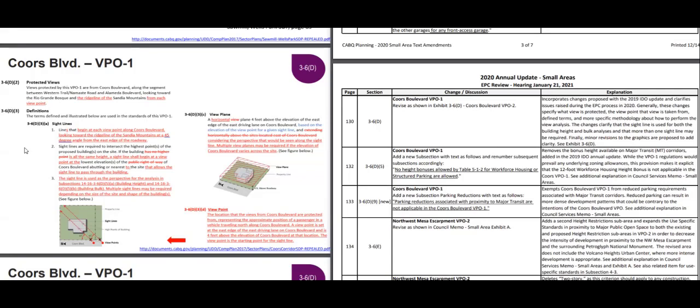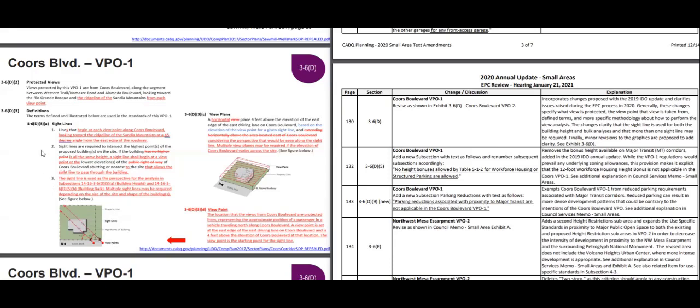This next section shows the definitions that are used in the regulations to ensure compliance with the VPO. The first term is sightlines, and that would read, lines that begin at each viewpoint along Coors Boulevard, looking towards the ridgeline of the Sandia Mountains at a 45-degree angle from the east edge of the roadway. So here's the viewpoint looking away towards the mountains at a 45-degree angle.